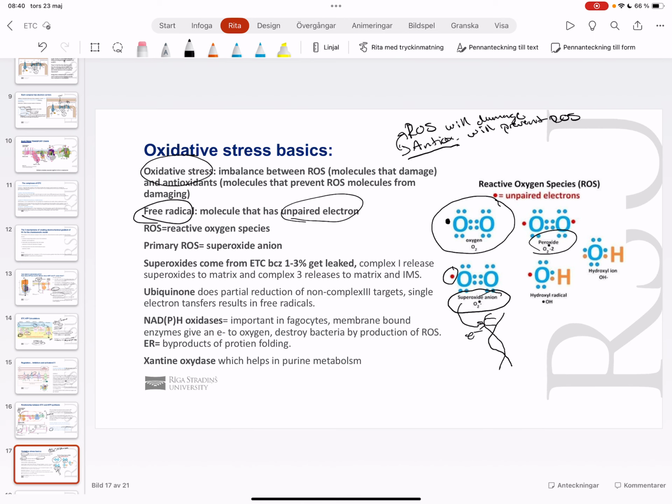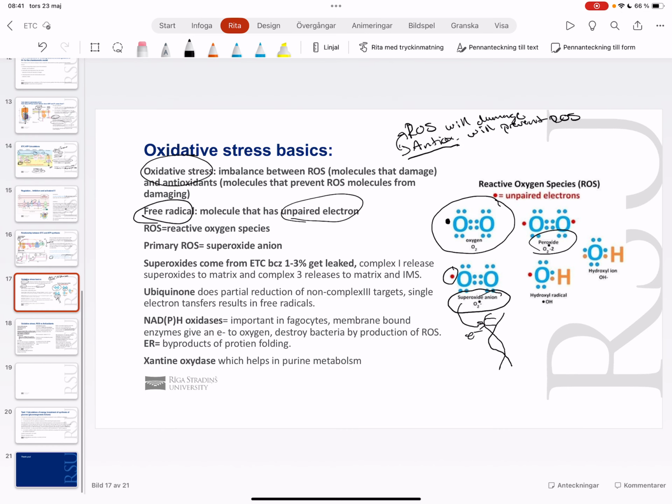Then we have NADPH oxidases, which are important in phagocytosis. In phagocytes, these membrane-bound enzymes give an electron to oxygen to destroy bacteria by production of ROS. And then we have the ER, with byproducts of protein folding. When we're doing protein folding in the ER, there can be some byproducts that will be ROS. And xanthine oxidase helps in purine metabolism, but it can also cause ROS.